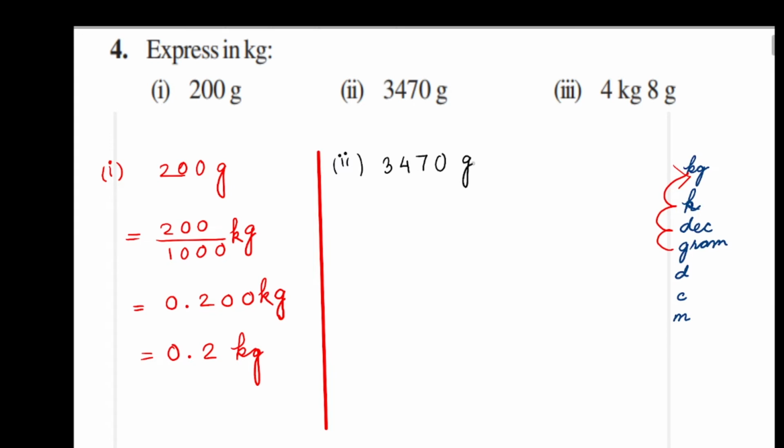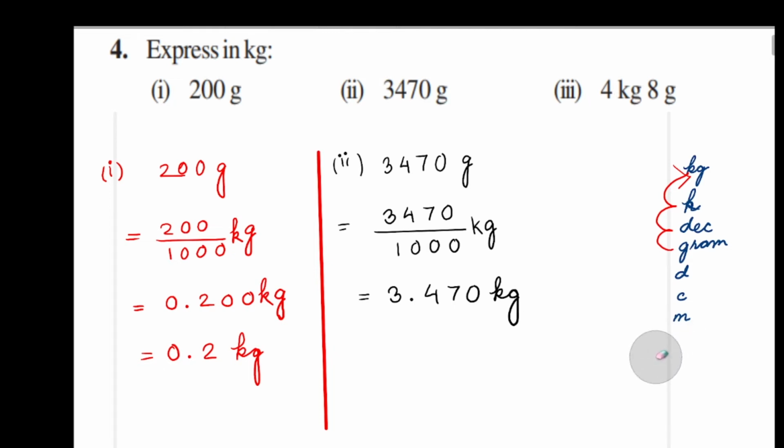3470 gram. So again we have to divide this one by 1000, then it will be converted into kg. So what will be the answer? 3.470 kg. Okay, lastly we have to do 4 kg 8 gram.